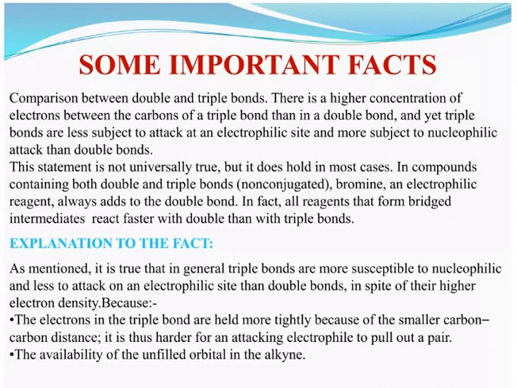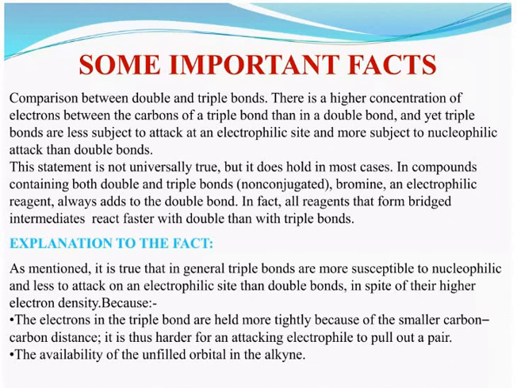So some important facts: comparison between double and triple bonds. There is a higher concentration of electrons between the carbons of the triple bond than in the double bond, and yet triple bonds are less subject to attack at an electrophilic site and more subject to nucleophilic attack than double bonds. This statement is not universally true, but it does hold in most cases. In compounds containing both double and triple bonds, non-conjugated, bromine and electrophilic reagents always add to the double bonds. In fact, all reagents that form bridged intermediates react faster with double than with triple bonds.